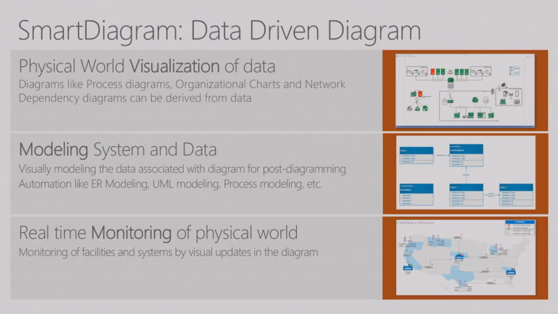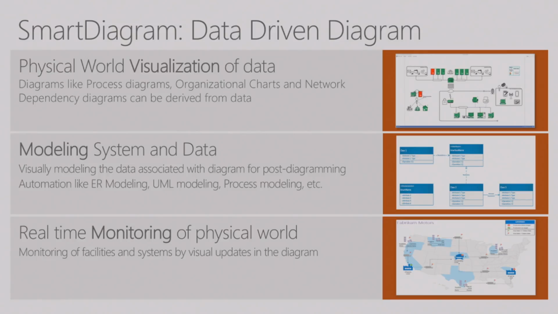So there are three things that the data-driven diagram will make possible. It will help you visualize your physical world based on the data, and I'll show you a demo of that. It will help you model your system and the data based on the visualization. And the classic example of this is database reverse engineering, UML modeling, process modeling, where the data behind each of them defines what your diagram should be, and when you make changes in the diagram, it needs to reflect back in the data. And that's the classic modeling problem that we are and will be dealing with.